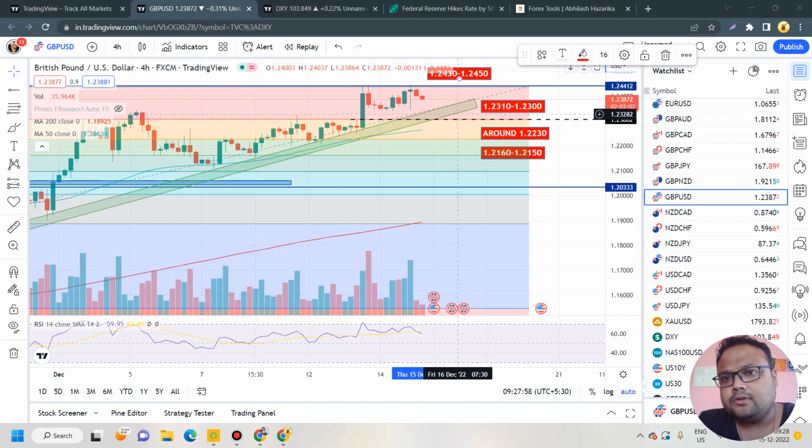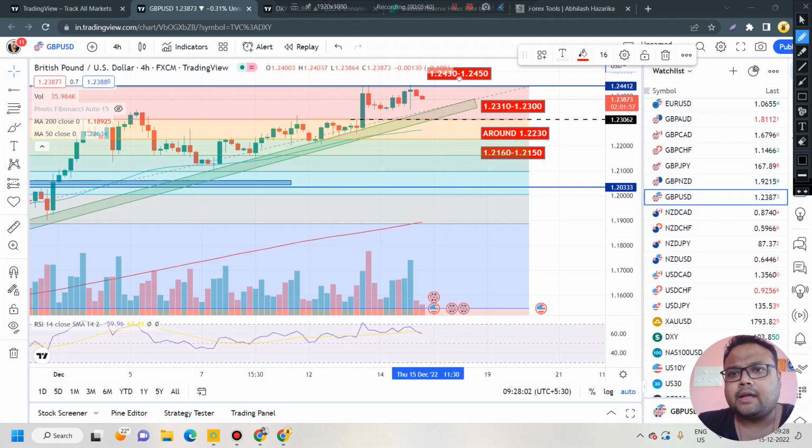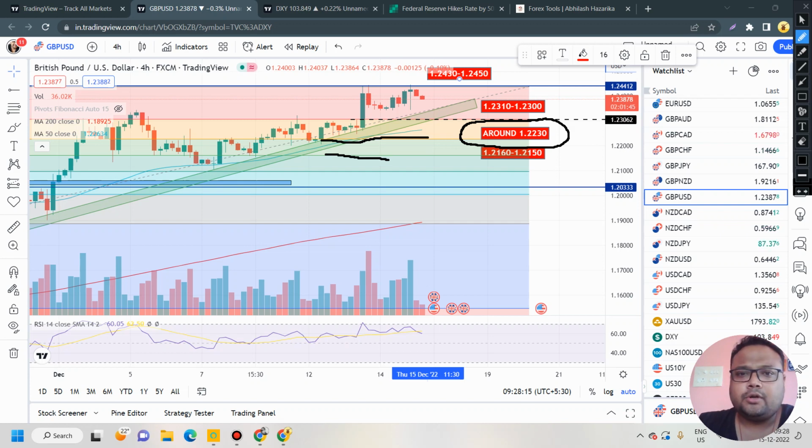If market also breaks the level of 1.2300, do not take a sell position and wait for the market to come to the second support, which is around 1.2230. Again, this is a Fibonacci 38.2% retracement level, and the third support is 1.2160, 1.2150.